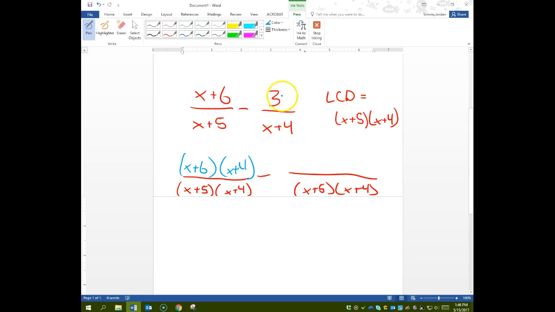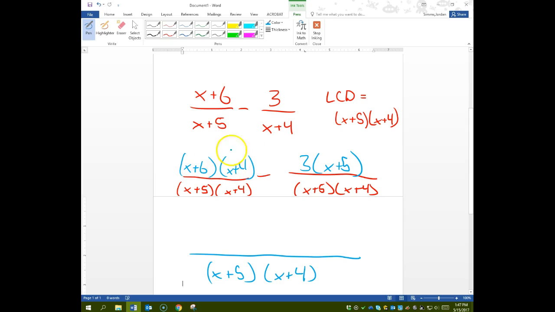Over here, I'm going to cross this down. So I'm going to have 3 times x plus 5. I'm going to use brackets as well. So now, because all this is over a common denominator and we're subtracting, I can just write it once, right? You don't have to put yourself through writing it multiple times.